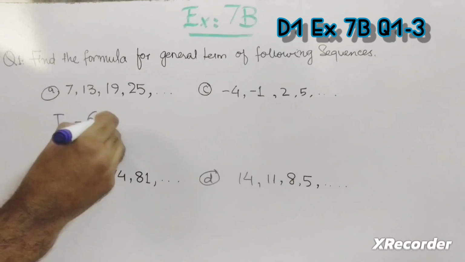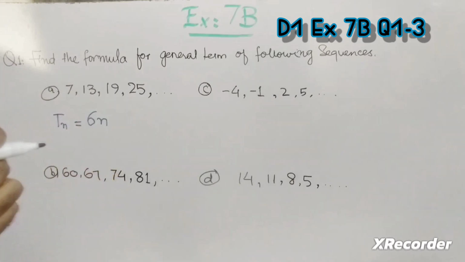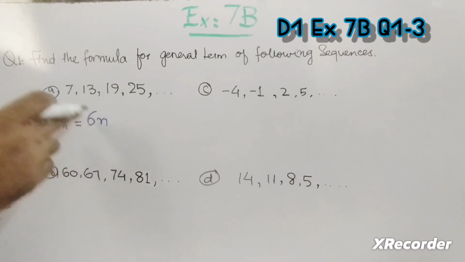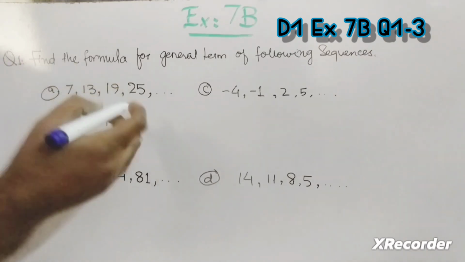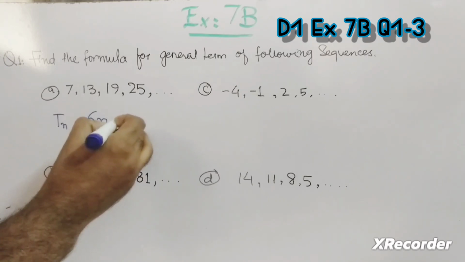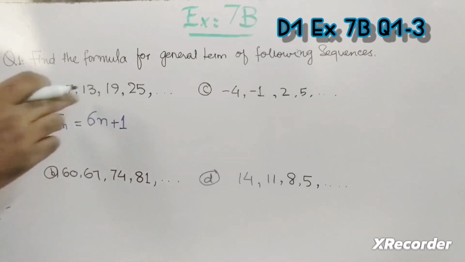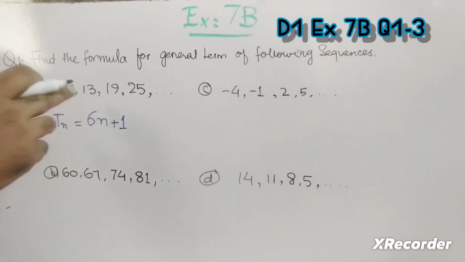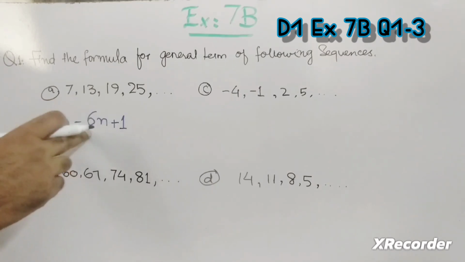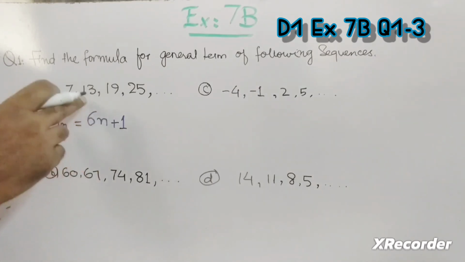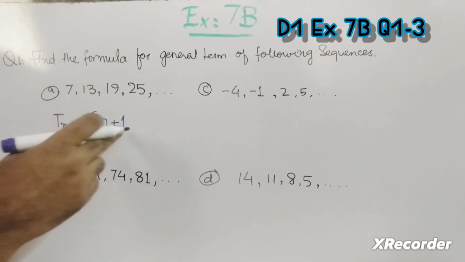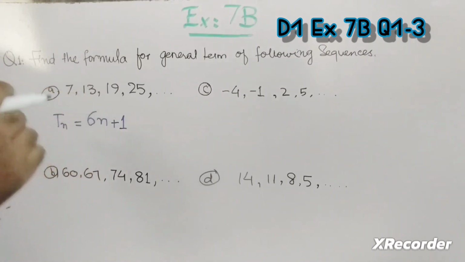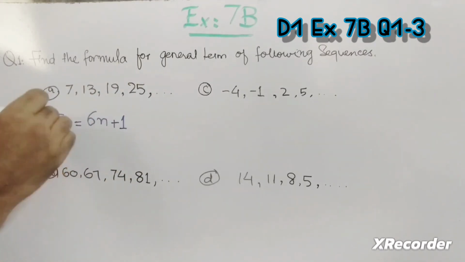6 times of n, that is number of term. If we see the first term 6n, we put 1 in n. 6 multiplied with 1 is 6 plus 1, so we add plus 1 here. Now we check the second term. Second term is 13, n is 2, 2 times of 6 is 12, 12 plus 1 is 13. Okay, now third term 6 multiplied with 3, 18, 18 plus 1 is 19 and so on. So this is our required formula.